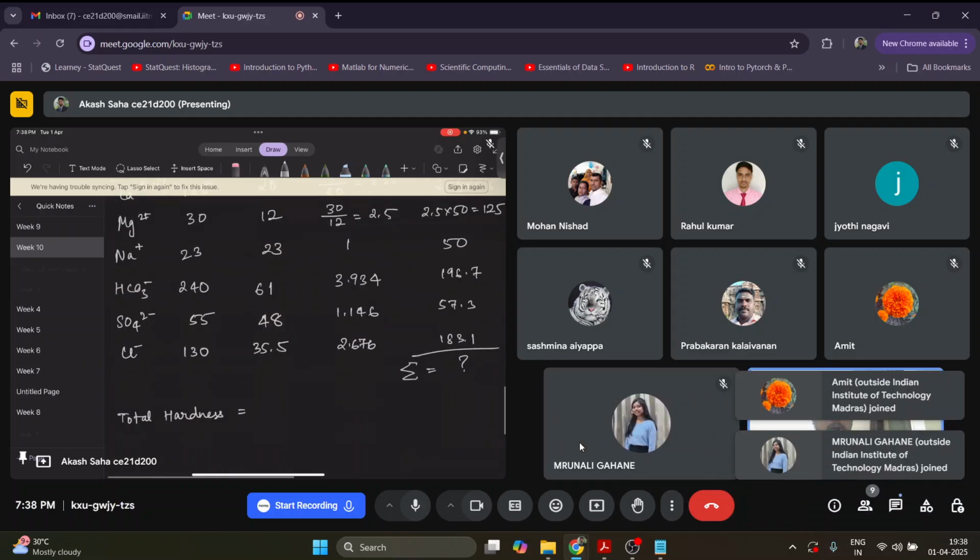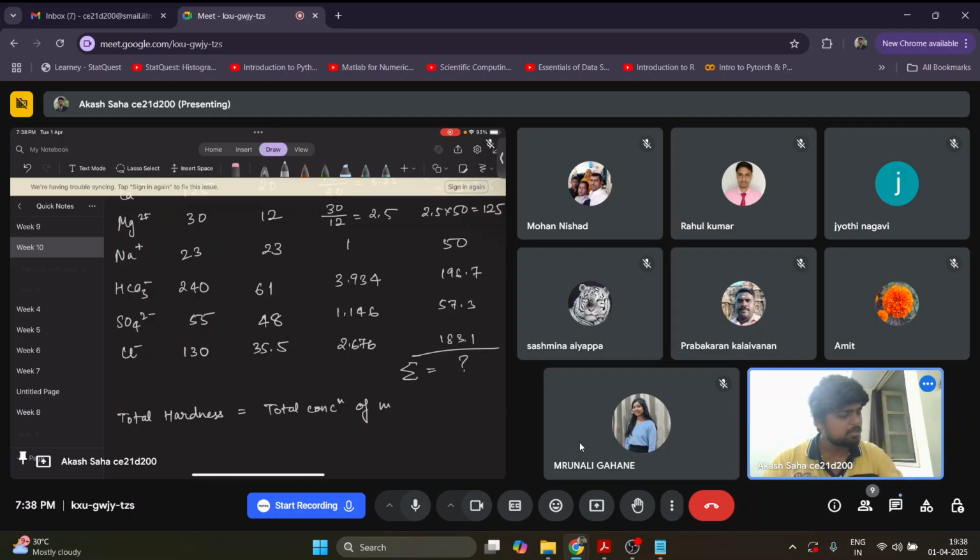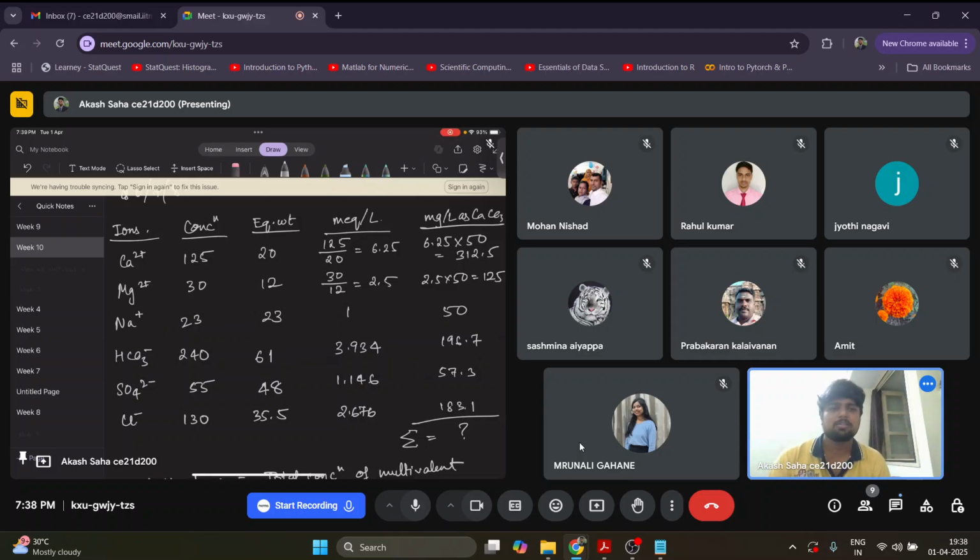So hardness is nothing but the total concentration of multivalent cations. Total concentration of the multivalent cations. So what are the multivalent cations here? We have these many ions: calcium, magnesium, sodium, bicarbonate, sulfate, and chloride. What are the multivalent cations?